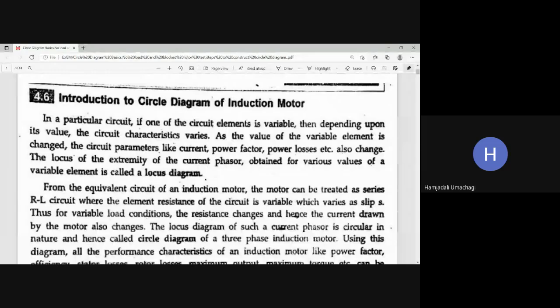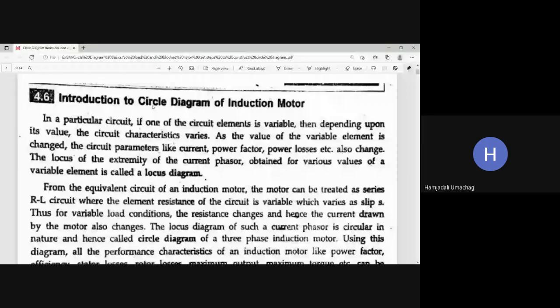Dear students, in today's class we will see the basics related to the circle diagram of induction motor. Before going to see the actual method of how to draw the circle diagram for induction motor, in this class we will first discuss this concept as circle diagram. All those basic things we are going to study in today's class. Now let us see the introduction to circle diagram of induction motor.